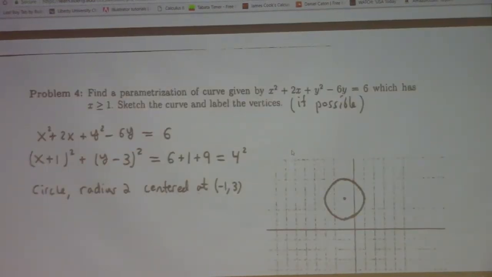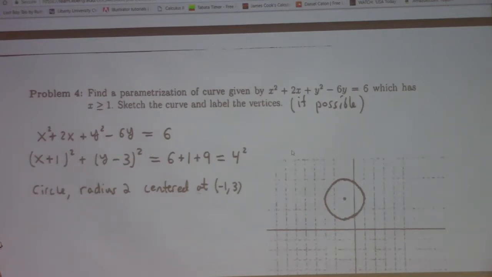Now, I think my solution right here is flawed. I don't think I've read my problem statement. This part is fine, all right? I took my equation, I completed the square, and a lot of you did that too, and that's great. It reveals it's a circle of radius 2 centered at (minus 1, 3). Fine, everything's fine. But you notice what I completely ignored, which is x greater than or equal to 1.